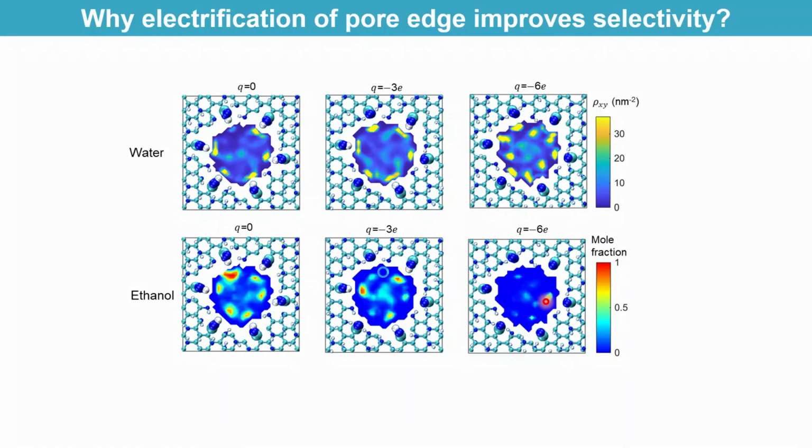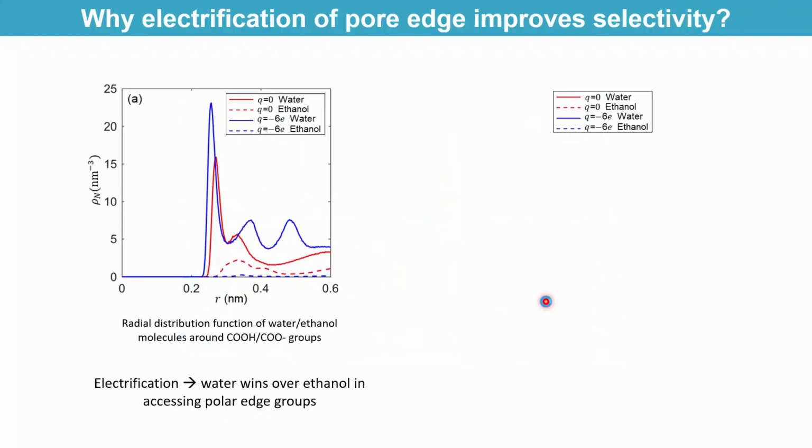So now the question, of course, is why this is so. Well, there are two reasons, I think. For one, when you electrify your pore, the interaction between the functionalized edge and both water and ethanol became stronger. However, because the water molecule is smaller and more polar than ethanol, the increase of the interaction is actually stronger. This is clearly shown in the figure here, which is the radial distribution function of water and ethanol around this functional group.